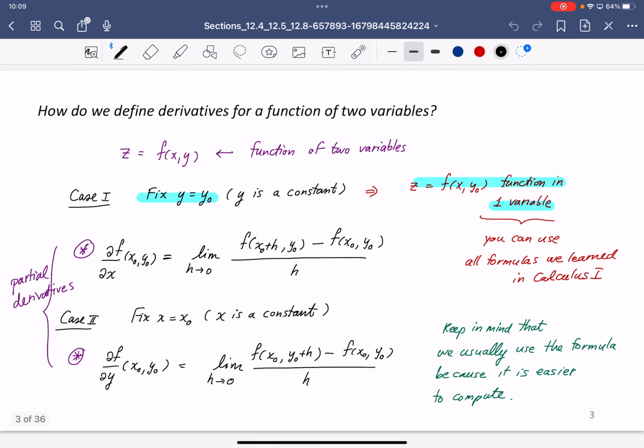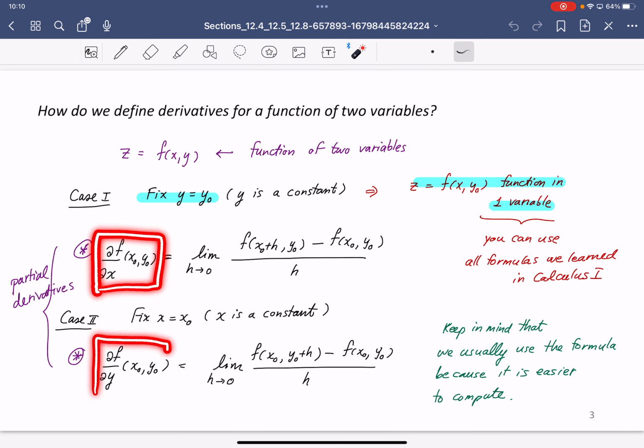So for a function of two variables, z equal to f(x,y), we can take the derivative in two ways. The first way we're gonna do the derivative with respect to x, and the other one is we're gonna do the derivative with respect to y. When you do the derivative with respect to x, you fix y to be constant, and when you do the derivative with respect to y, you fix x to be constant.